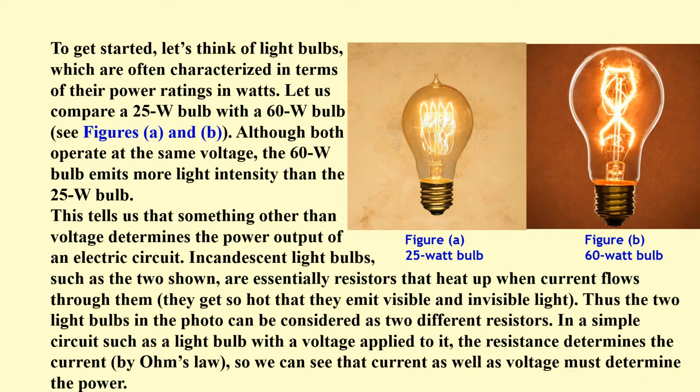Incandescent light bulbs, such as the two shown, are essentially resistors that heat up when current flows through them. They get so hot that they emit visible and invisible light. Thus, the two light bulbs in the photo can be considered as two different resistors. In a simple circuit, such as a light bulb with voltage applied to it, the resistance determines the current by Ohm's law, so we can see that current as well as voltage must determine the power.